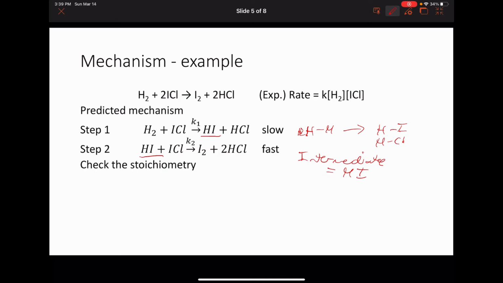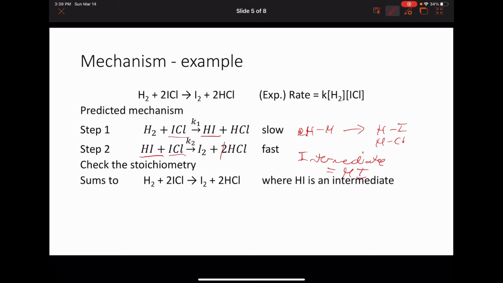So the first thing we'll do is check the stoichiometry of the reaction. Okay, so if we add these up, and you can see the intermediate cancels, so that's one way you can figure out it's an intermediate. We have one H2, we have two ICls in this first part right here, right? And then we are forming, sorry, this should be 1 right here. That's not 2.